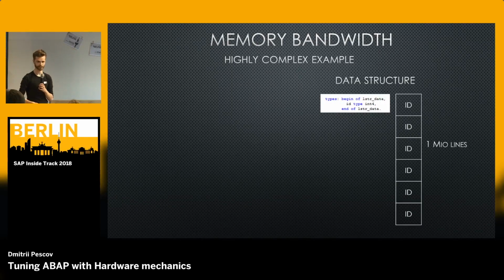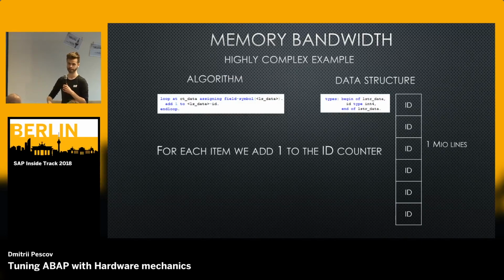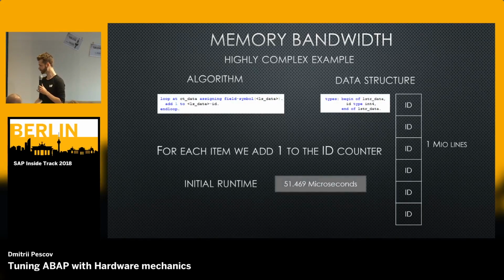Very simple. A highly complex algorithm is I have a loop, and this loop adds 1 to this ID field. So I generate 1 million lines, and then I check how fast I can traverse this internal table. So for each item, we add 1 to the ID counter. Pretty simple. There is an initial runtime, and this will be our benchmark. This is what we will compare our changes to after we actually do them. So our initial runtime is something around 50K, 51K microseconds.